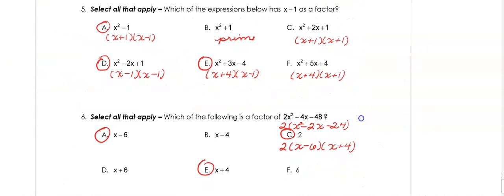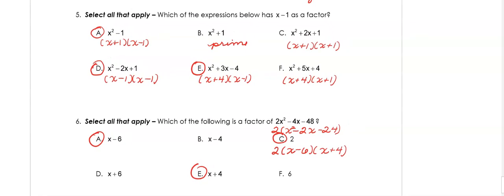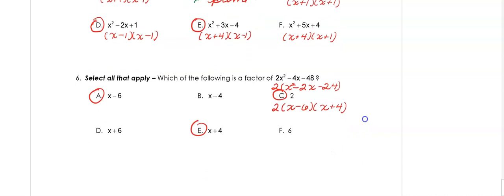In number 5 and 6, I went ahead in 5 and I factored each of them to figure it out. So you get A, D, and E. Notice B was prime. Remember, it's not a difference of two squares because we have a plus sign in the middle. It's got to be a minus. And then number 6, you take out a GCF and factor, and your answers are A and E.